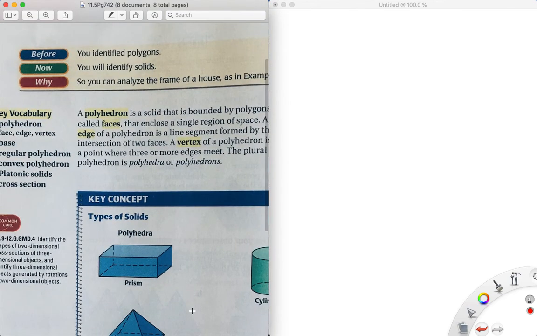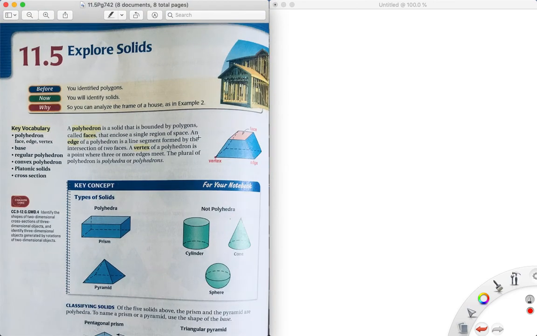Here are examples of polyhedrons. We have a prism here. Again, all of its faces are polygons, and it has corners and edges. Pyramid, again, all its faces are polygons. We have a rectangle or square on the bottom, and then on the sides they're all triangles.